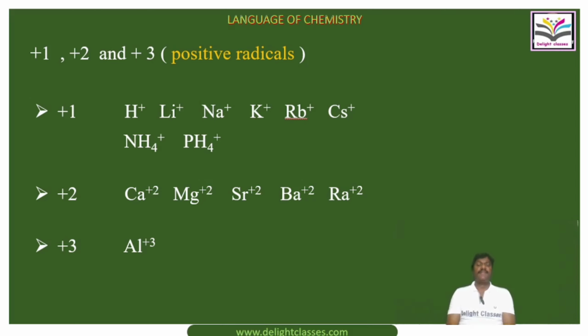In addition to that, we have to remember plus 1, plus 2, plus 3 positive radicals also. Plus 1: we have to go to first group elements. Hydrogen, lithium, sodium, potassium, rubidium, cesium with plus 1 charge. Plus 2: second group elements. Calcium, magnesium, strontium, barium, radium with plus 2 charge. Then plus 3: aluminium plus 3.